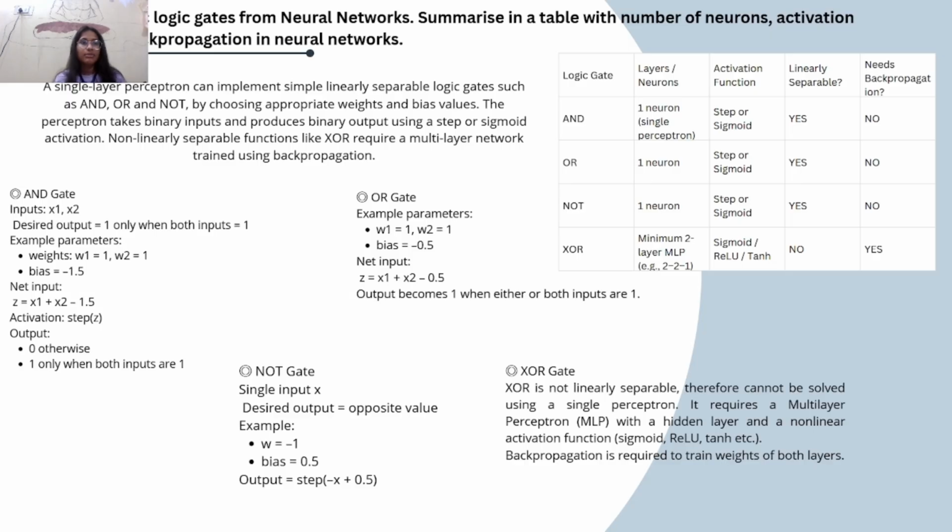Question number 9A: obtain basic logic gates from neural networks. Summarize this in a table with the number of neurons, activation function, and backpropagation in neural networks.